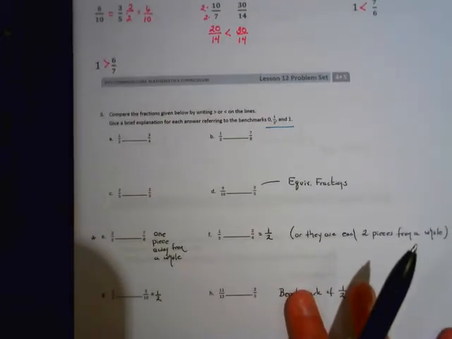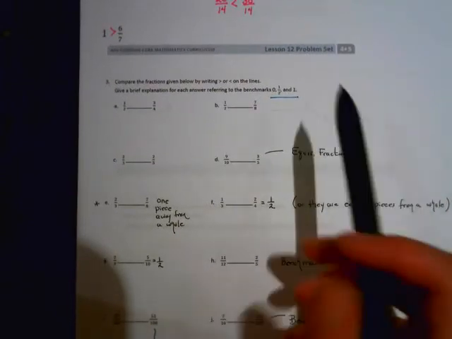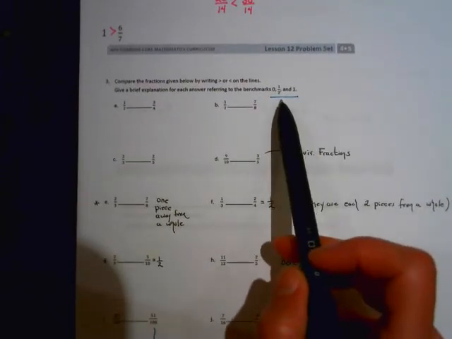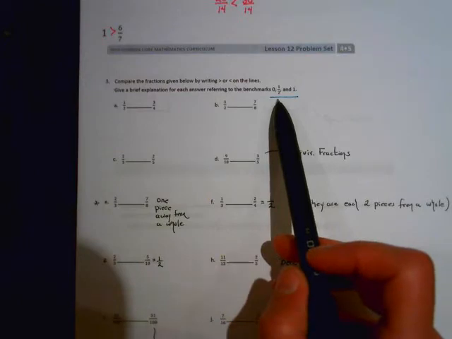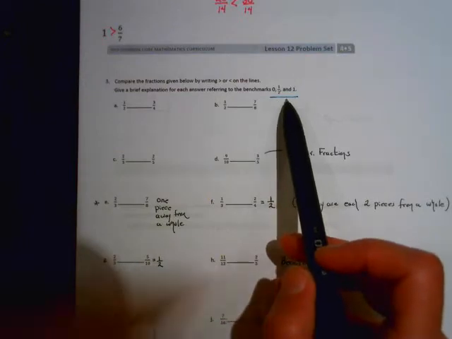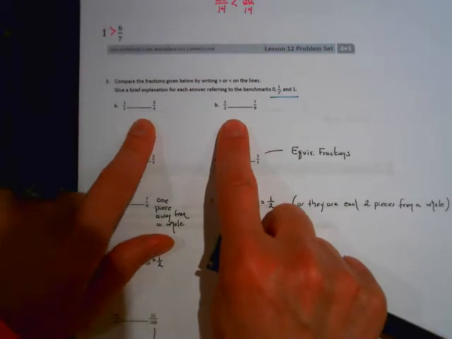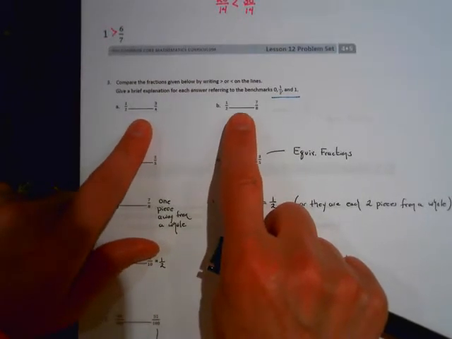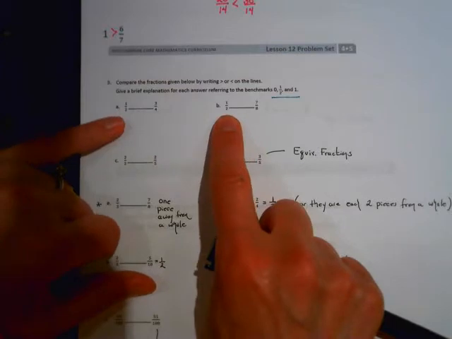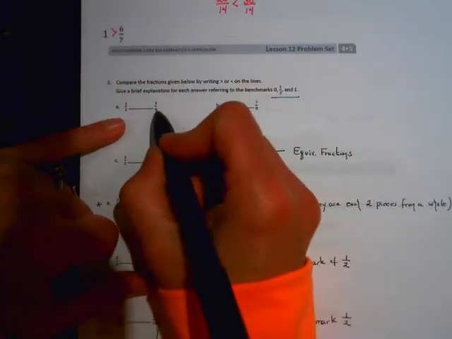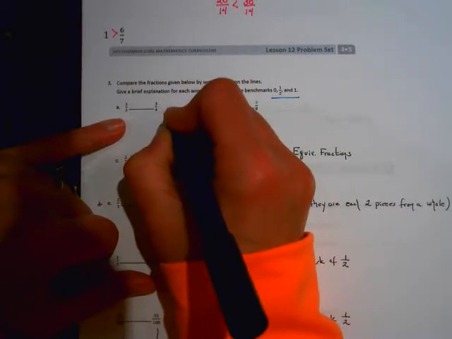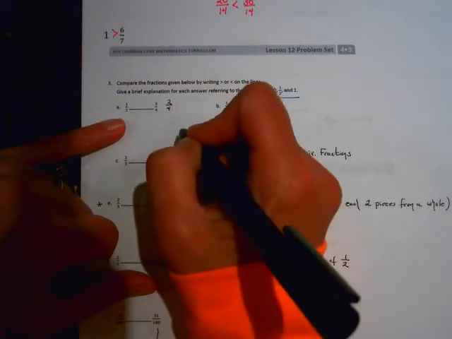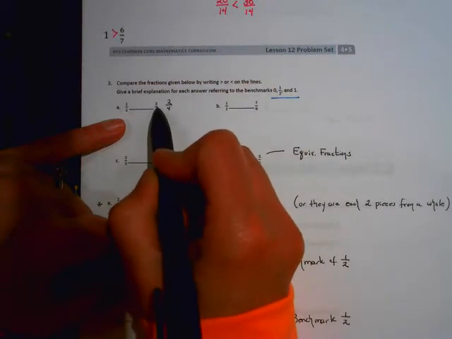And I know that I said that Engage New York has students refer to these benchmarks of 0, 1/2, and 1. So these ones are pretty obvious what the benchmarks are, right? These ones are pretty obvious. So the benchmark is 1/2. So let's think about, if my denominator is 4, what would 1/2 of 4 be? Okay, so obviously then this is bigger than 2/4.